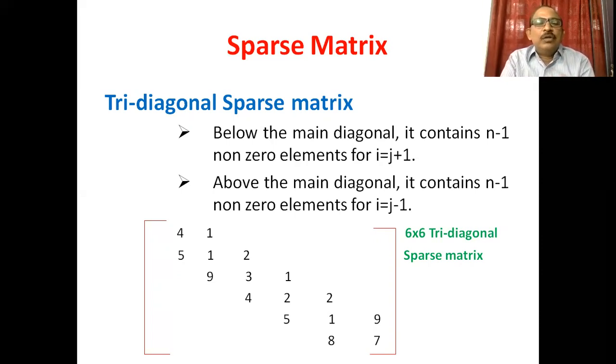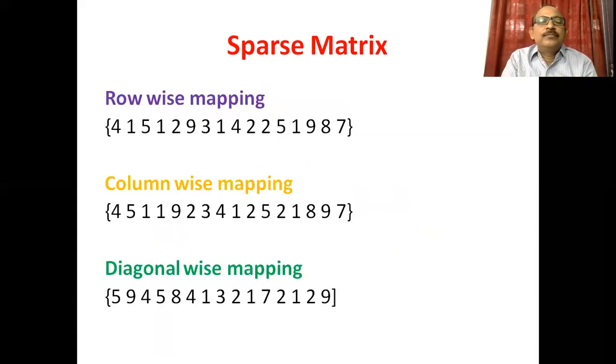In the diagonal-wise mapping, we will first store all elements below the main diagonal, that is 5 9 4 5 8. Then we will store all elements of the diagonal, that is 4 1 3 2 1 7. Next we will store all elements above the main diagonal, that is 1 2 1 2 9. This is the row-wise mapping, this is the column-wise mapping, and next is the diagonal-wise mapping.